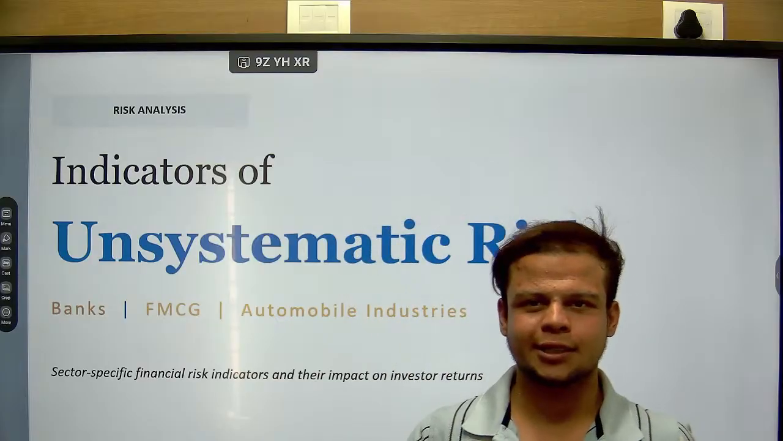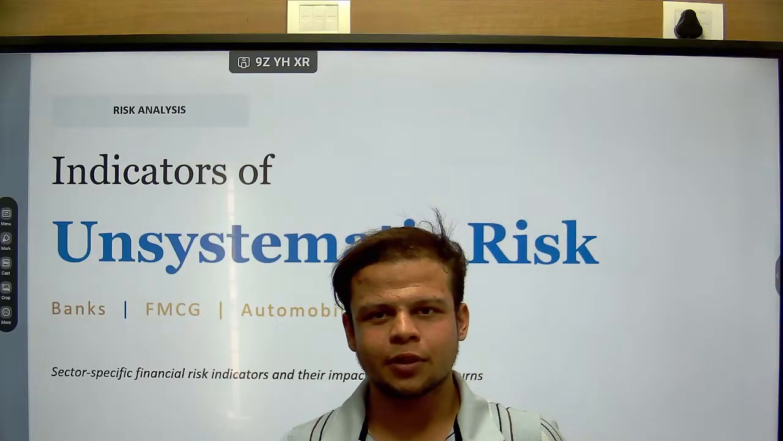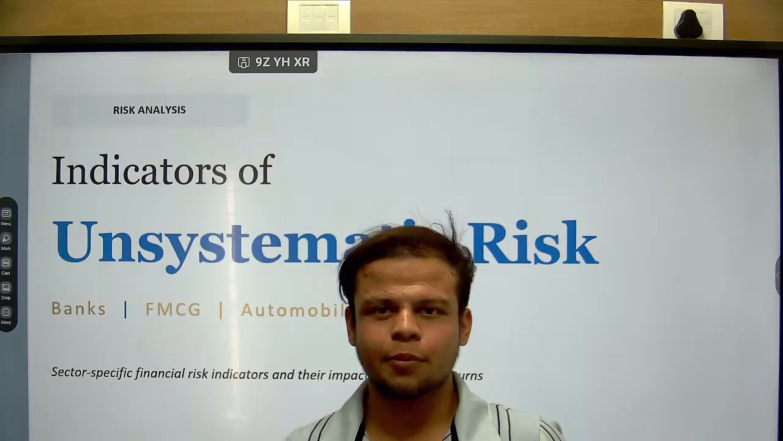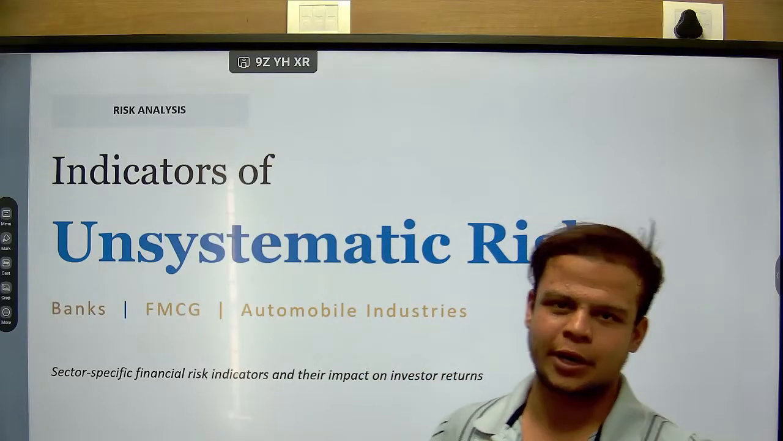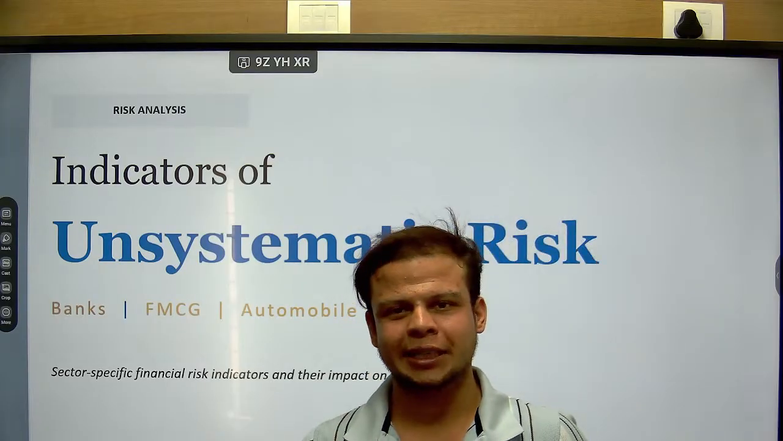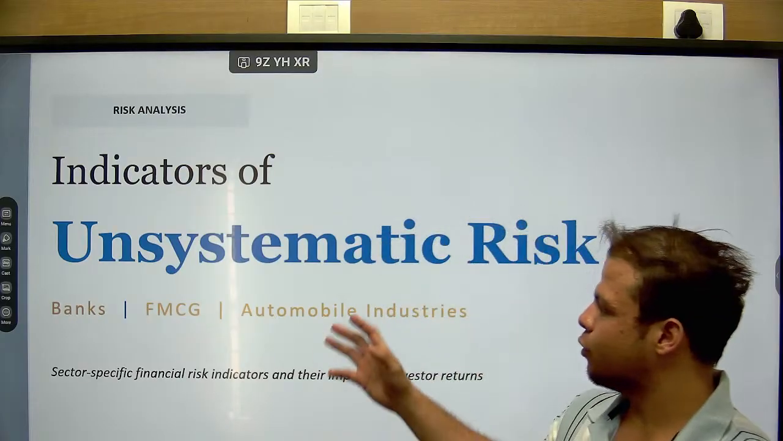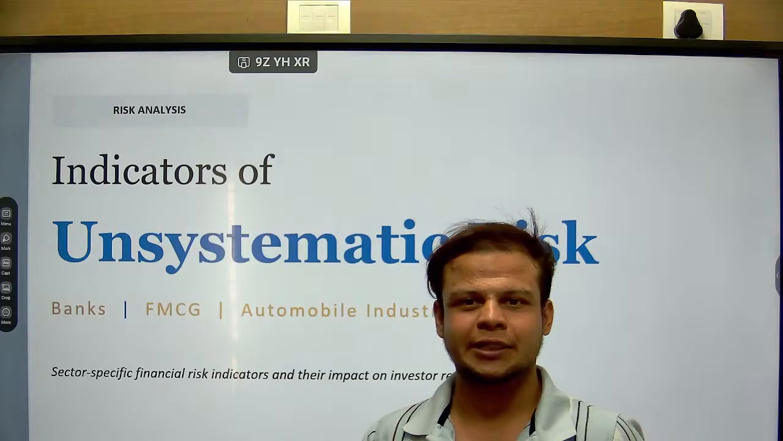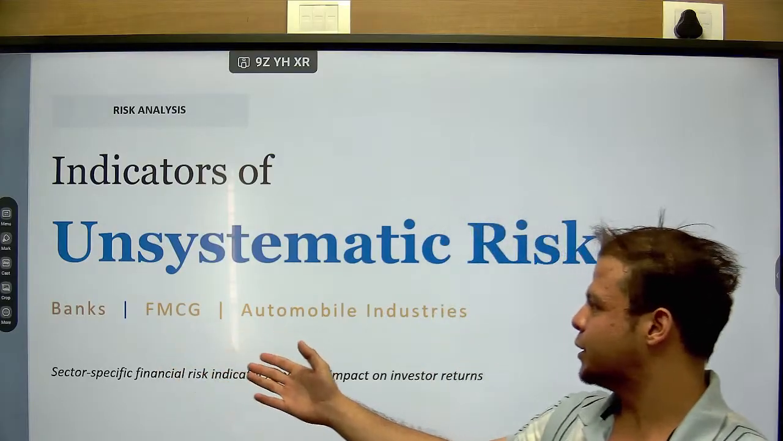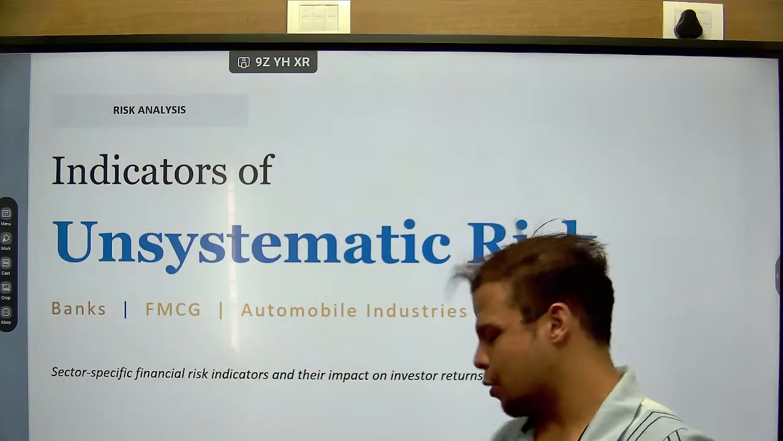Whenever we talk about shares and stocks, we talk about risk. We will get into systematic risk, but today we are talking about unsystematic risk, like how a particular sector can be affected and how it can be idealized. So we have categorized three different sectors: banks, FMCG, and automobile. Let's go one by one.